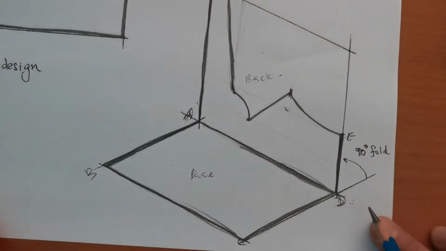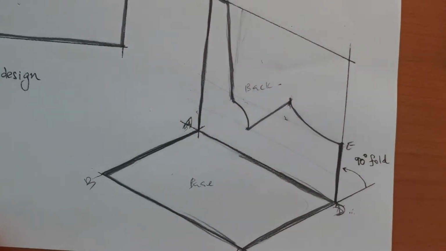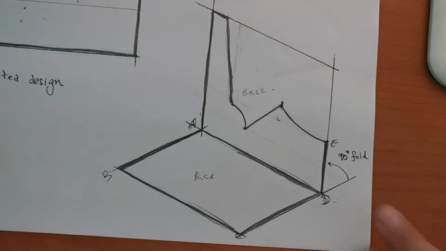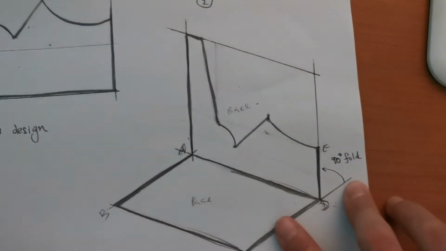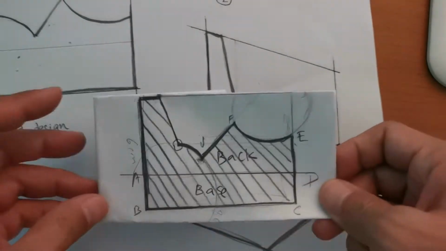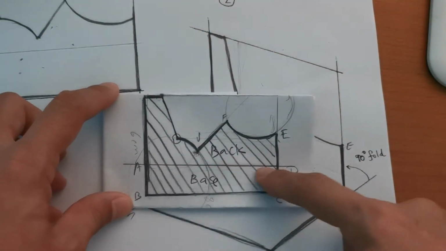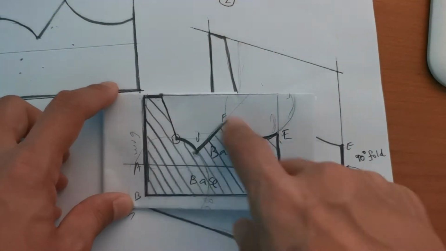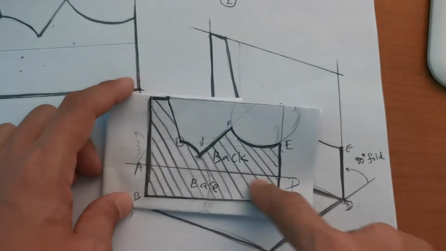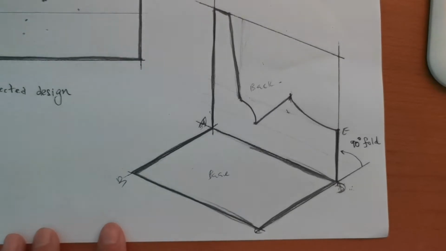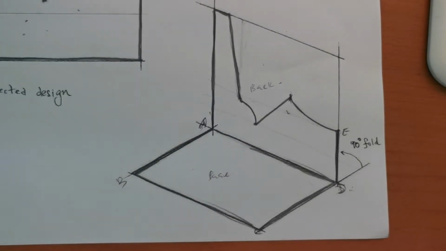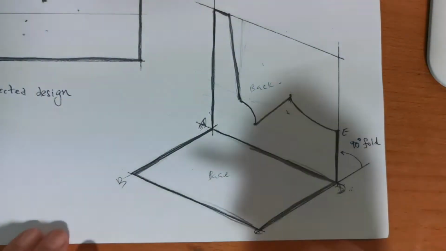Okay, the next thing that we want to do. We have now bent this piece of shape along this line AD, so it now looks like that. The next thing that we need to do is to add thickness. Now thickness for the base is simple.